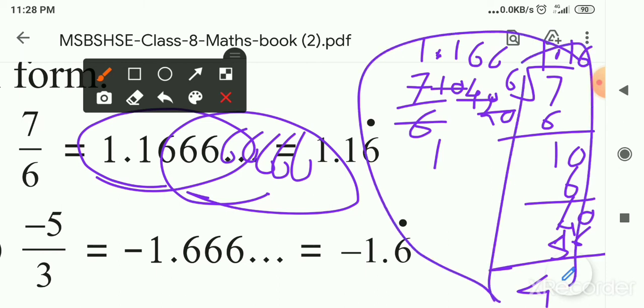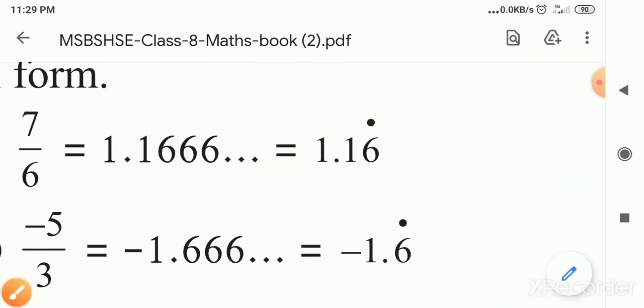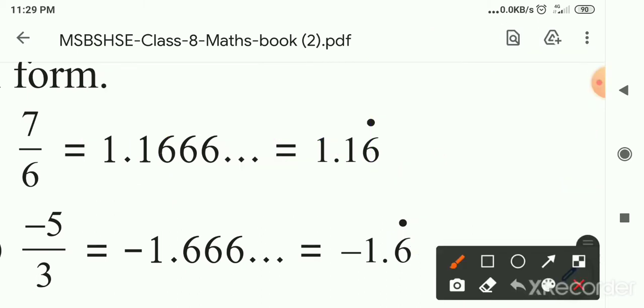This method is also correct and that method is also correct. But now you are studying in the higher classes, meaning you are in the 8th standard. So this type of division is faster than the other type of division. Okay, so we have to practice such divisions from this year. Now here you will get the answer if you divide 7 by 6.